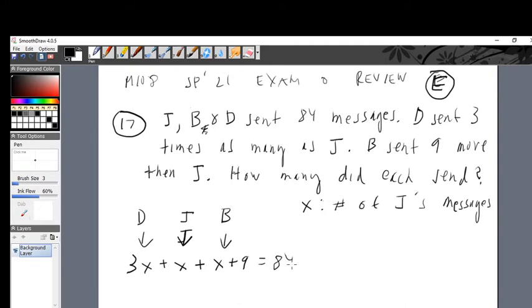Here's our equation. And I have some running commentary up here. That's not part of our equation. It's just trying to tell you, this is D's messages, this is J's messages, the hub, which is X, and these are B's messages, X plus 9. All that equals 84. Now all we've got to do is solve for X.